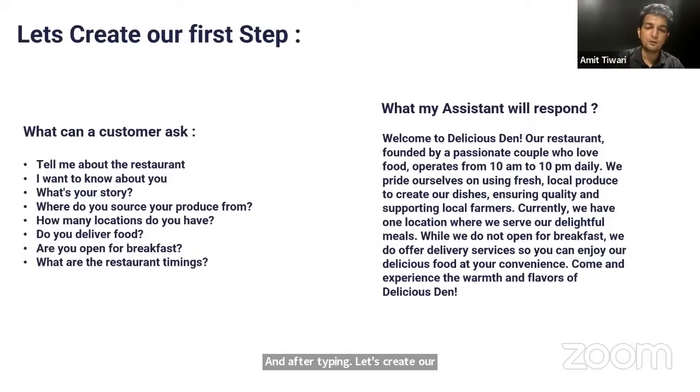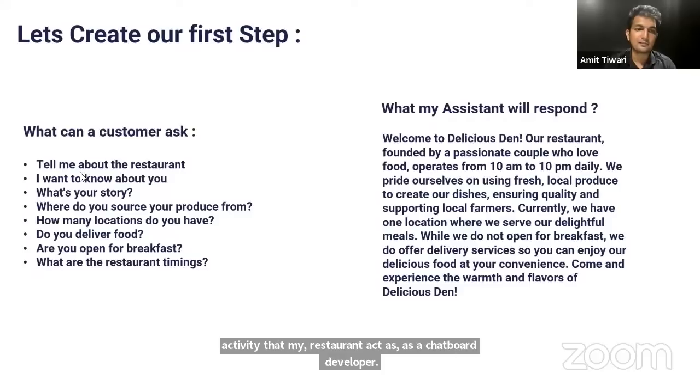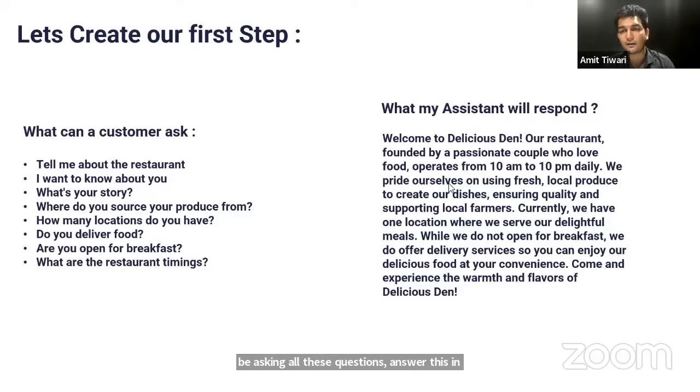Now my chatbot knows what questions my customer will ask to know about my restaurant, right? I have designed this beautiful answer to all these questions using ChatGPT. I gave a prompt to ChatGPT to act as a chatbot developer. My restaurant name is Delicious. My customers will be asking all these questions. Answer this in a paragraph. So ChatGPT generated this paragraph for me, and I will use it to reply to all these questions. This is my assistant's answer.